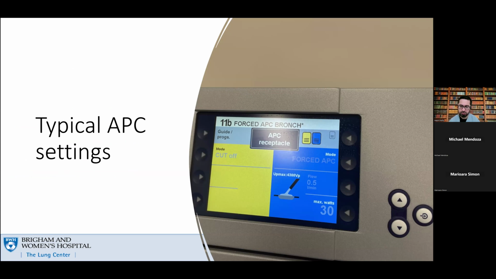of the screen. So in this case, I'm using the classic APC mode. My flow rate is really low. It's 0.5 liters per minute. I've gone as low as 0.4 liters per minute. And my maximum watts are 30. That's pretty much a starter setting.